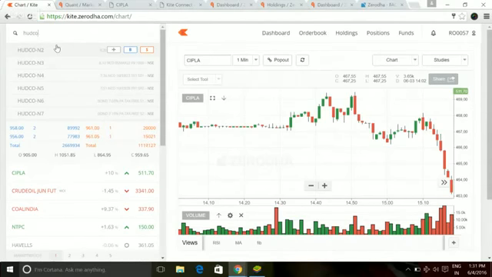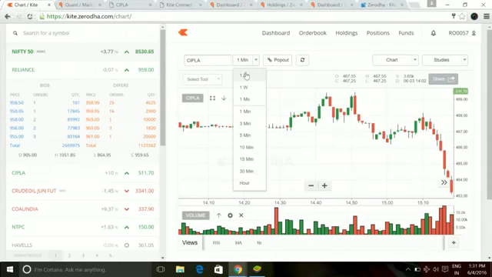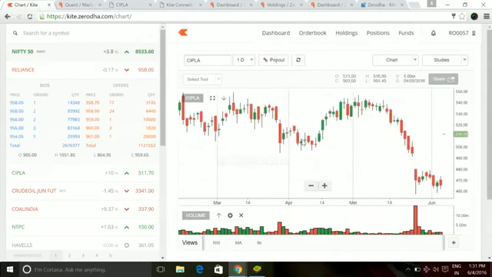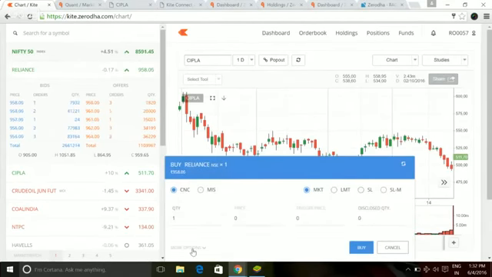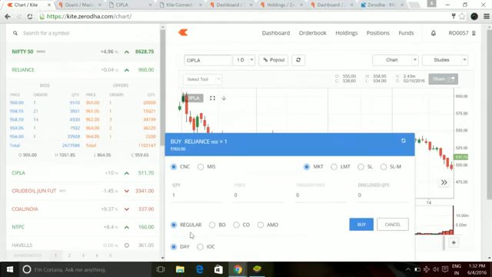NSE end of day data, of course it's available. You just have to come here and make it a day chart. Make this a 1 day chart, and there you go, there's the NSE end of day chart. Cover order in Kite, like I just showed you in the video earlier: click on buy or click on sell, click on more options. You have regular, bracket, cover, and after market orders.